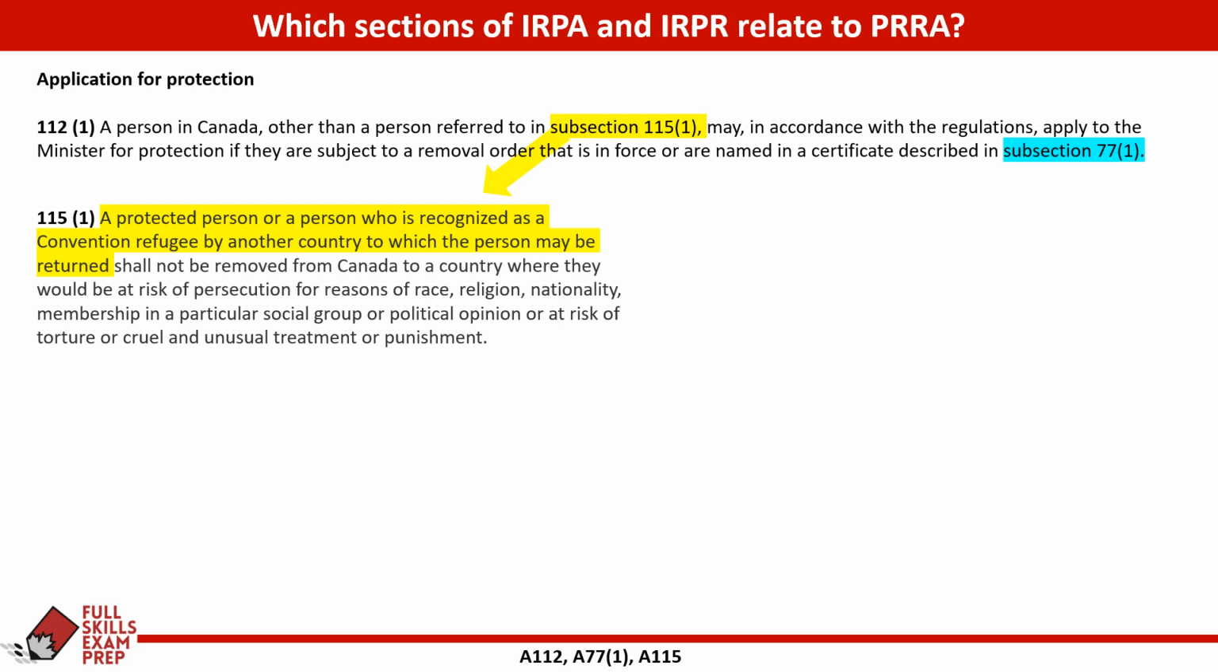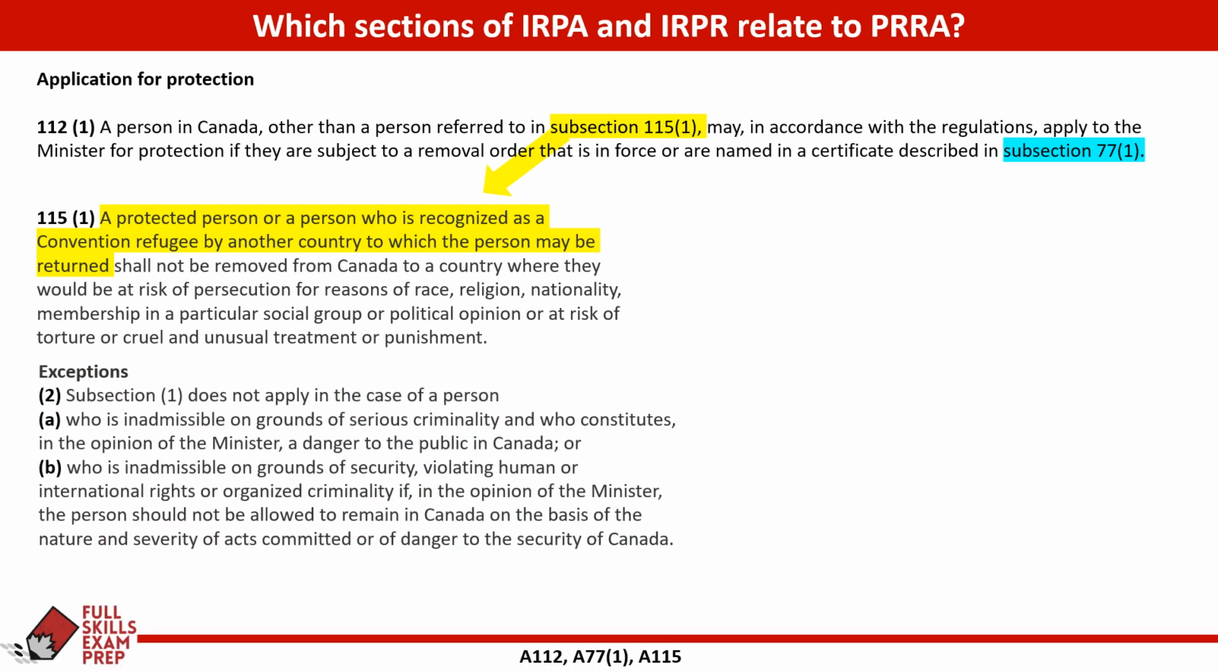So you can see they word this as the nexus, like we saw in the refugees lesson. So shall not be removed from Canada to a country where they would be at risk of persecution for reasons of race, religion, nationality, membership in a particular social group, political opinion. So we've seen this already, of course, under the nexus, or at risk of torture or cruel and unusual treatment or punishment. So that covers, of course, convention refugees and persons in need of protection.